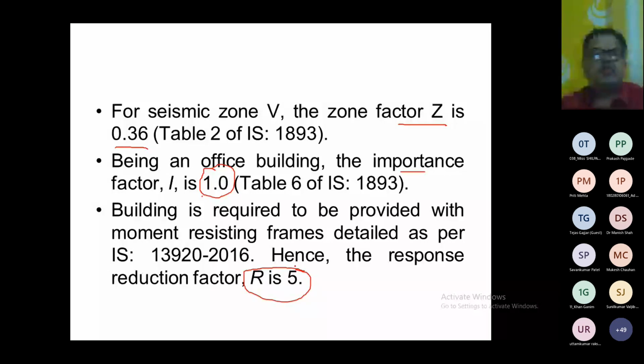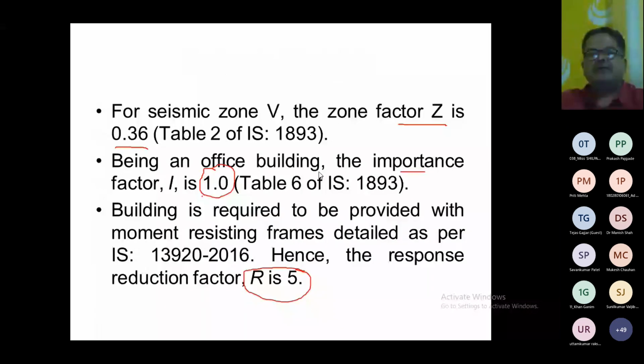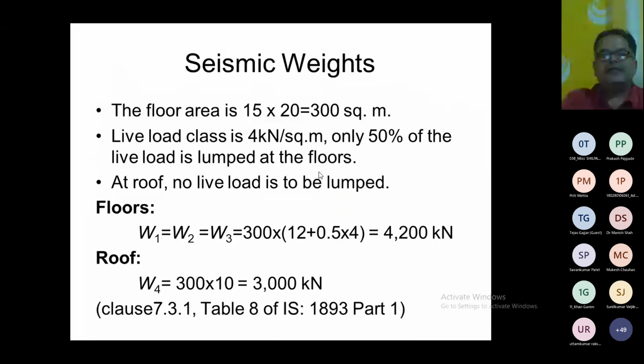Now we know the floor area. The floor area is 15 meter by 20 meter. So calculate the floor area. We know the live load intensity is 4 kN per square meter. So the floors W1, W2, W3 have 4200 kN, and for the roof there is no live load, so it will be 3000 kN. So these are the loads we will calculate.